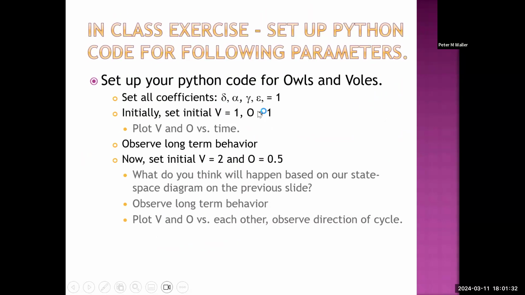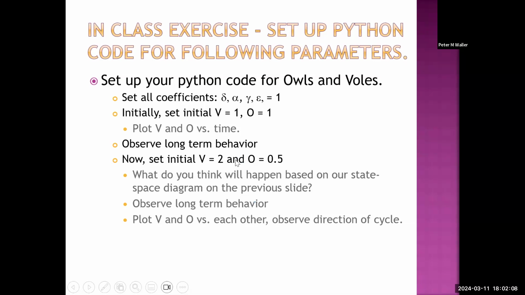I'd like you to initially set all the coefficients equal to delta equal to 1. And I'd like you to initially set the V and O populations equal to 1. And I'd like you to then plot V and O versus time. And you should just see a horizontal line because they're starting at the equilibrium point and they'll remain at the equilibrium point. Then I'd like you to set the initial V equal to 2 and O equal to 0.5. And I'd like you to make the state space diagram, the change over time, and observe the long period behavior.